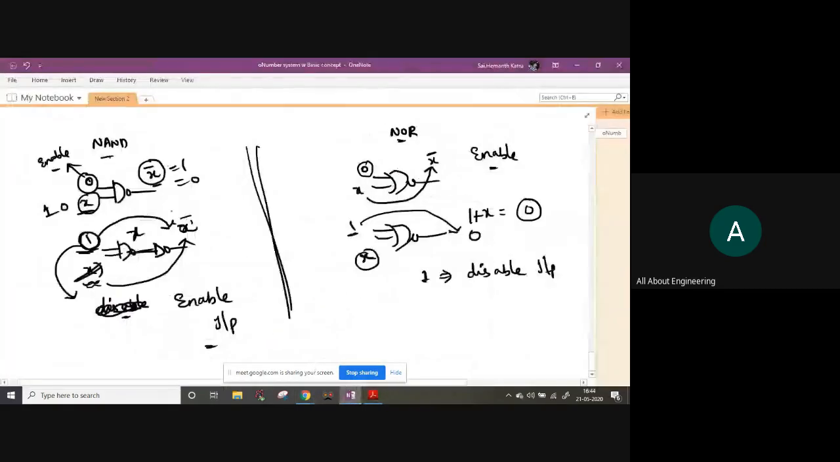Now, obviously 0 and x is 0 and the complement of that will be 1. So the output will be 1 if one input is 0 irrespective of other input. That indicates that if one input is 0, then irrespective of other input, you are not giving access to the other input, it is always 1. Hence this is called as disable input, not enable, disable input.